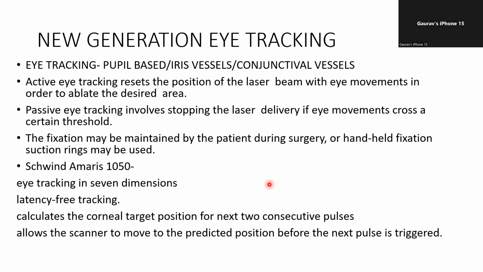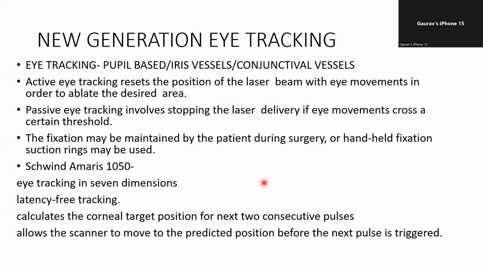One is active eye tracking, the other one is passive eye tracking. Active eye tracking resets the position of the laser beam with eye movements in order to ablate the desired area. Whereas passive eye tracking involves stopping the delivery of the laser entirely if eye movements cross a certain threshold. The fixation of the eye may be maintained by the patient during surgery or by handheld fixation suction rings.